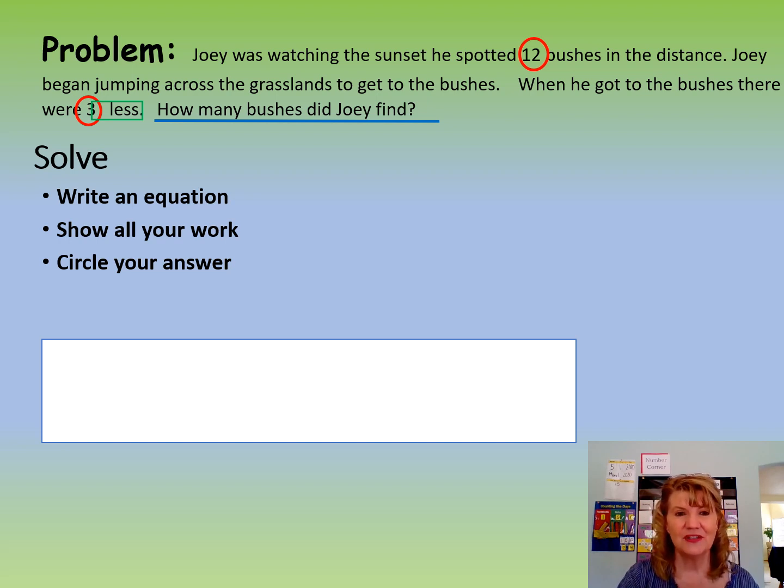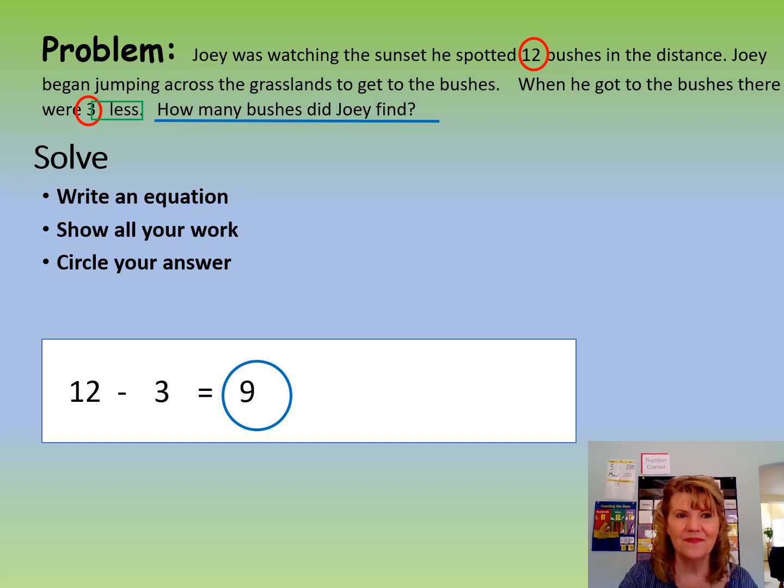Did you get a chance to write an equation? What's the first number in the equation? 12. Are we going to add or subtract? Subtract. We know because we have the word less. So 12 minus, what are we going to minus? 3 equals 9.